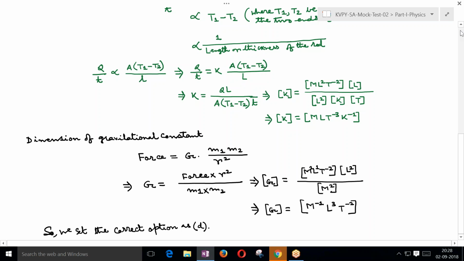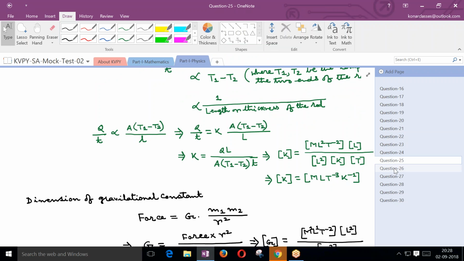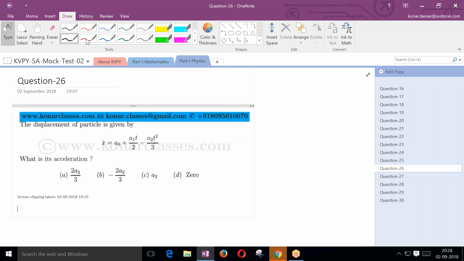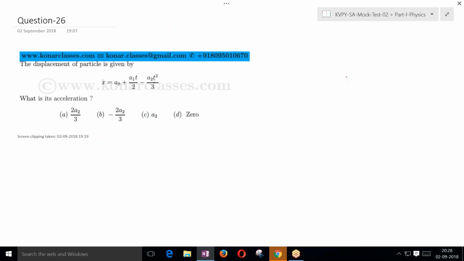Sorry. So now let's proceed to the next question, which is question 26, and it says something like this: the displacement of a particle is given by x equal to a0 plus a1 t by 2 minus a2 t square by 3. So what we get? x is equal to a0 plus a1 into t by 2 minus a2 into t square by 3.